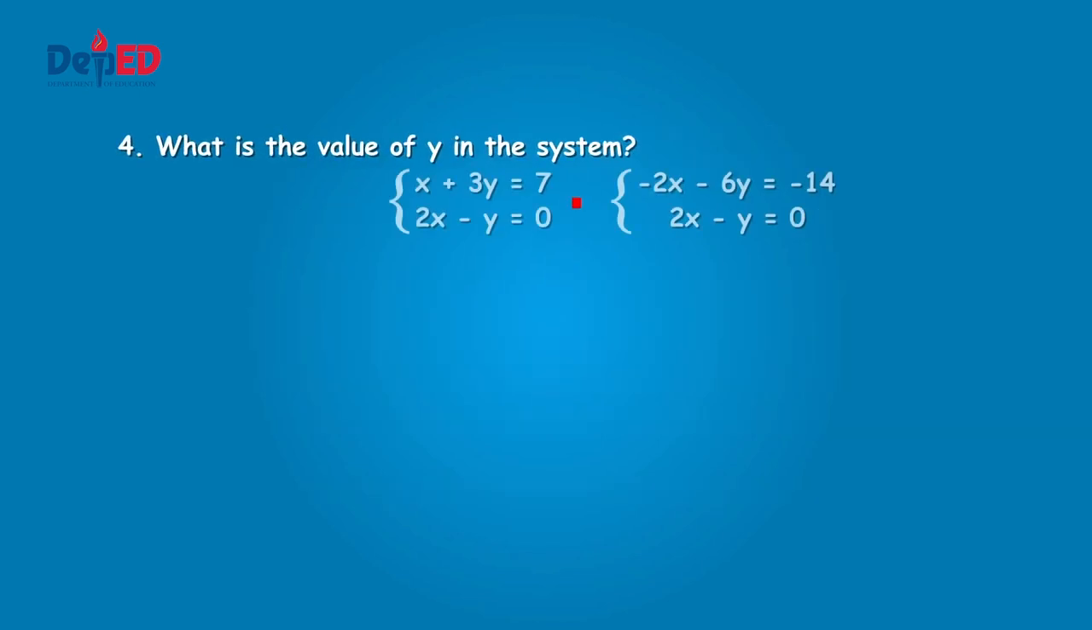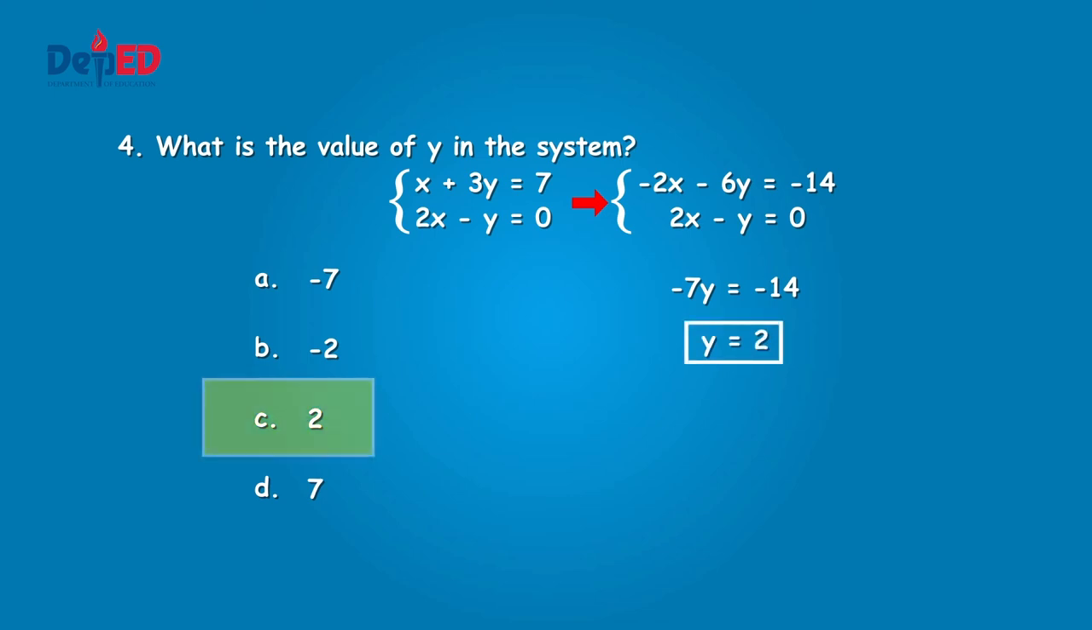Number 4. What is the value of y in the previous system of equations? A, negative 7. B, negative 2. C, positive 2. Or D, positive 7. Since we can eliminate x in the previous item, we will have negative 7y equals negative 14 after adding the terms on the left side and the right side of the equations. Therefore, the value of y is letter C, positive 2.